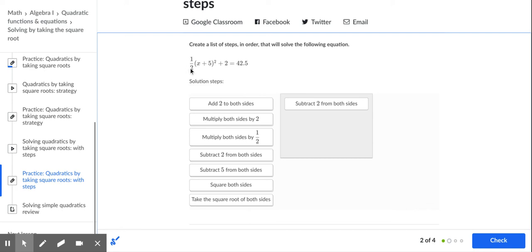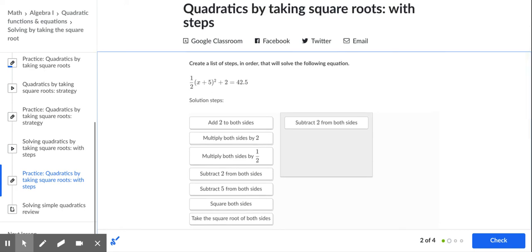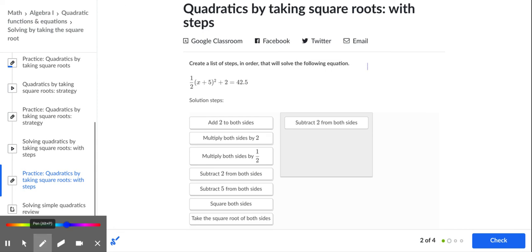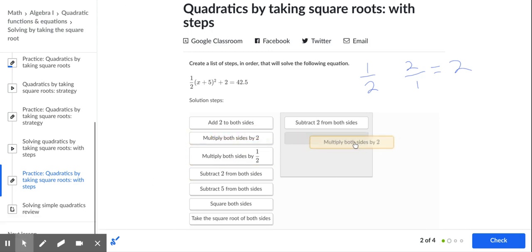So if you have a fraction here, multiply by the reciprocal, which just means flipping the fraction. I keep forgetting that I don't have my pen on. The reciprocal of 1/2 is 2/1. I'm just flipping it. 2/1 is just 2. So I'm multiplying by 2. So we're going to multiply both sides by 2.